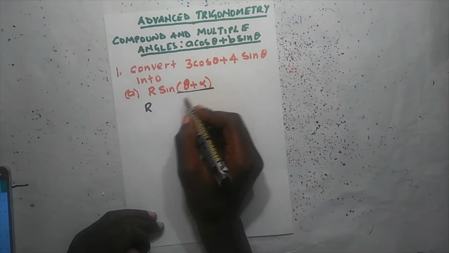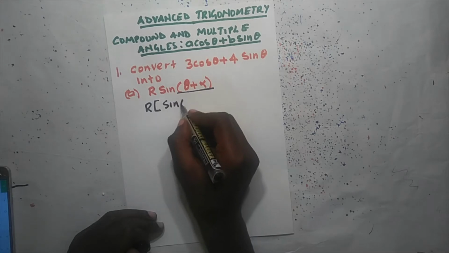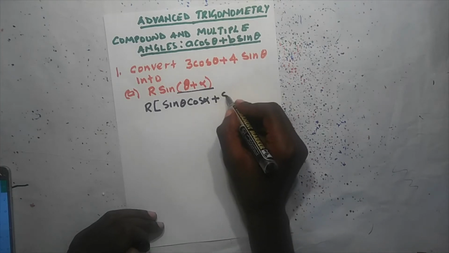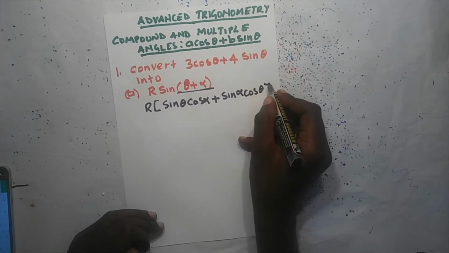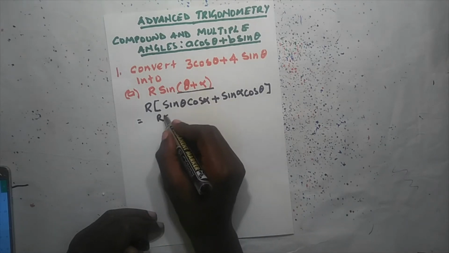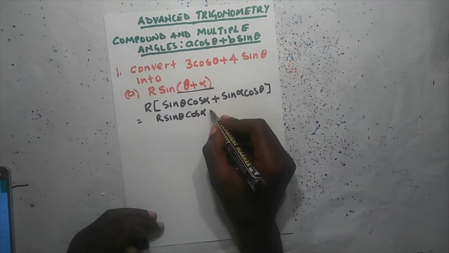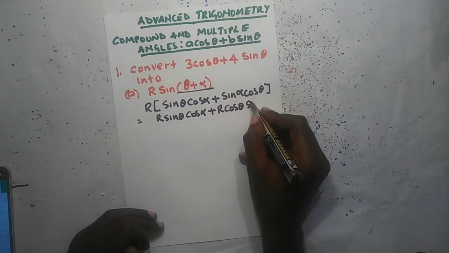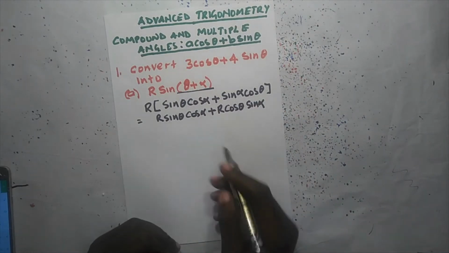When we expand here, we are going to have sine theta cos alpha plus sine alpha cos theta. When we distribute the r, we are going to have r sine theta cos alpha plus r cos theta sine alpha. So we've just interchanged these two and written it in this form.